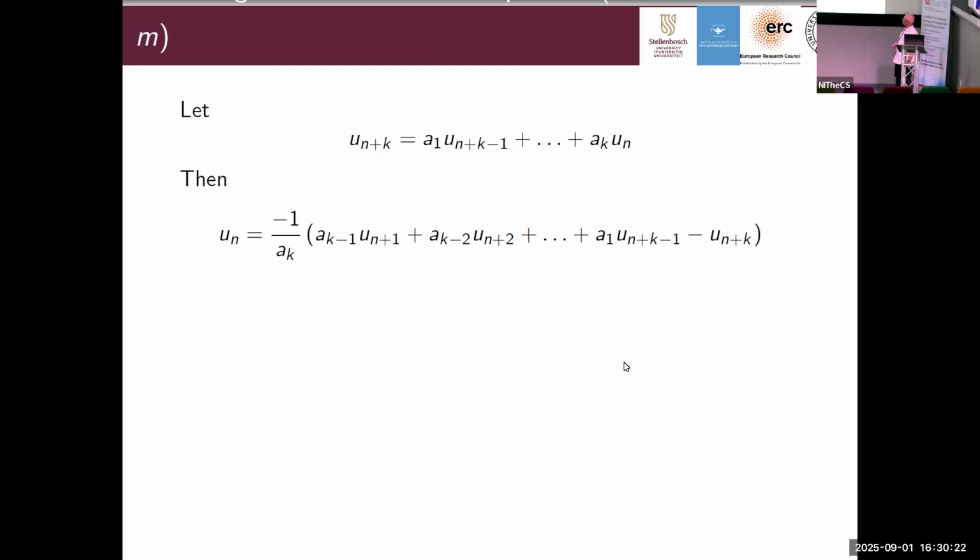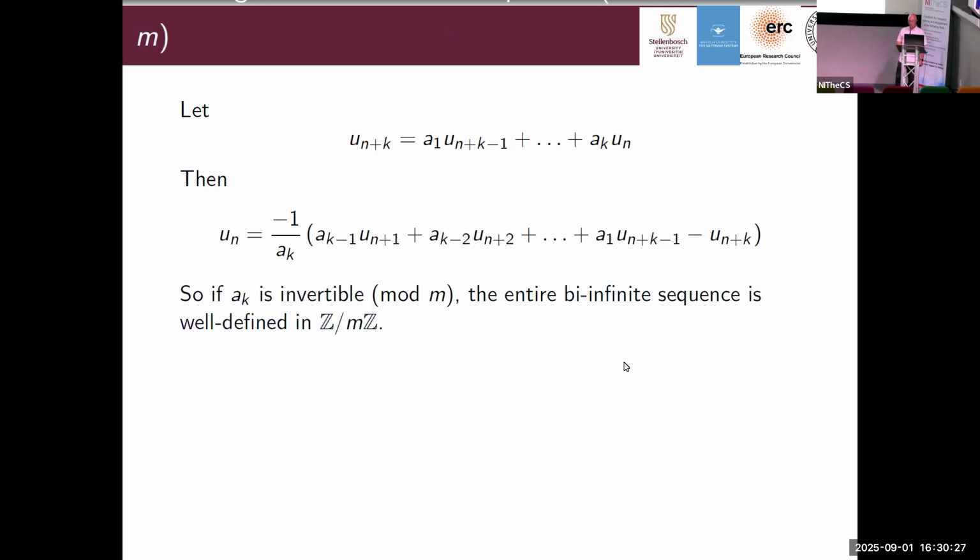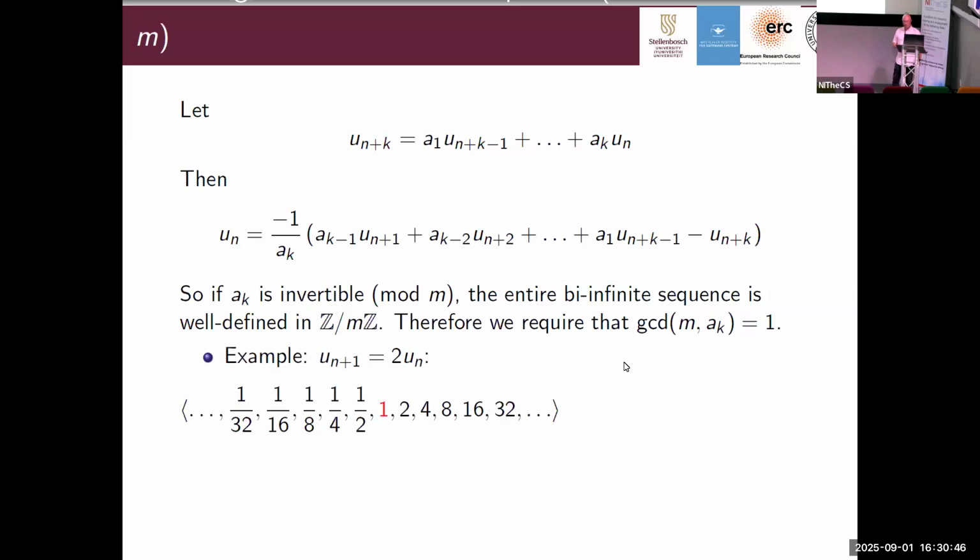Okay, so let's go back to our sequence. We take this linear recurrent sequence and then we go into the past with it. If a_k is invertible modulo some modulus, so if I go into the past, I basically have to divide by the last coefficient. So if the last coefficient is coprime to some number m, then the entire bi-infinite sequence is well defined as far as the modulus m is concerned. So I'm going to ask that m and a_k are coprime. For example, for the sequence u_{n+1} equals twice u_n, I can't really take it mod 2, because 2 is equal to 0, and we were told in school that you cannot divide by 0. So you should not take the modulus to be 2.